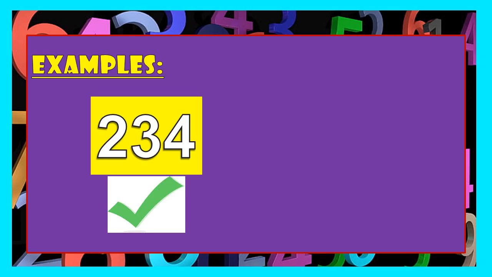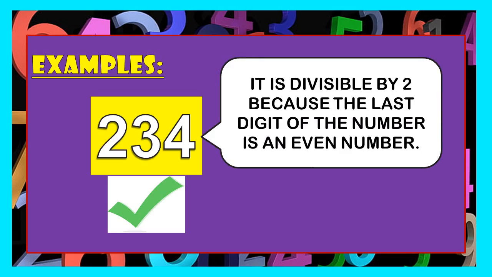Tama. It is divisible by 2. Bakit? It is divisible by 2 because the last digit of the number is an even number. So, tingnan niyo yung huling digit niya. Ano yung huling digit niya? Tama kayo. Ang huling digit niya ay 4. Ang 4 ay even number. So, nangangahulugan na ang 234 ay divisible sa 2.